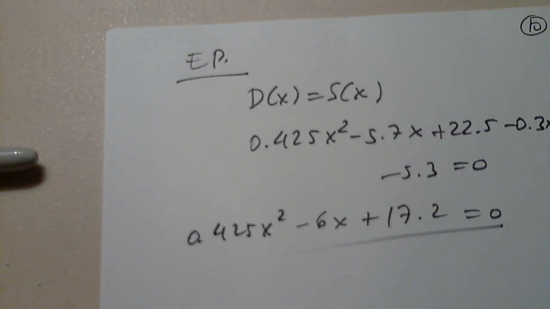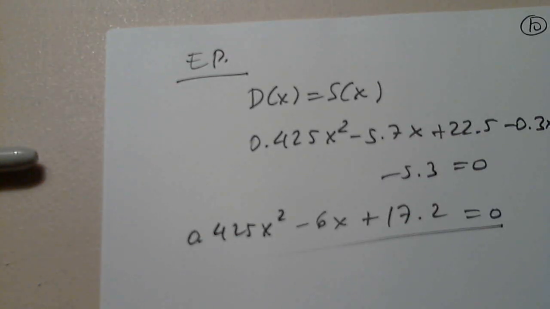Of course, I'm not going to solve this by hand. I'm going to use the feature called poly because it's a polynomial. And this is number 9. It's quadratic. 0.425 is the first coefficient. The second one is negative 6. And the last one is 17.2.